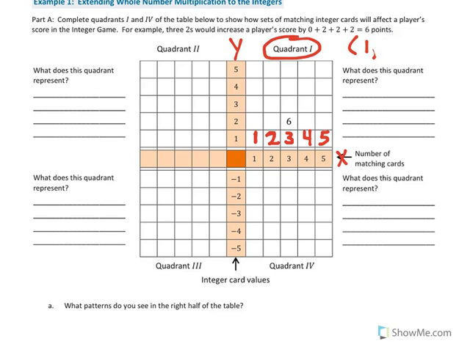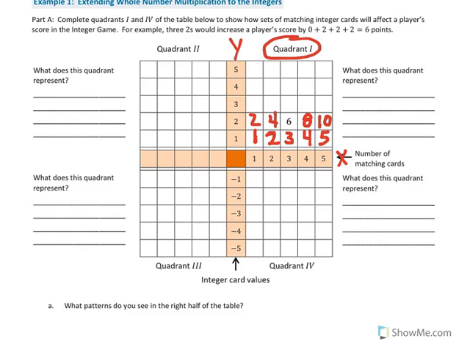Alright, so let's do it with the next row. It'll be the 2. So 2 times 1 is 2. We can go a little bit faster. It's 2. And 2 times 2 is 4. And 2 times 3, which has already been filled out for us, is 6. And 2 times 4 is 8. And 2 times 5 is 10. Okay?